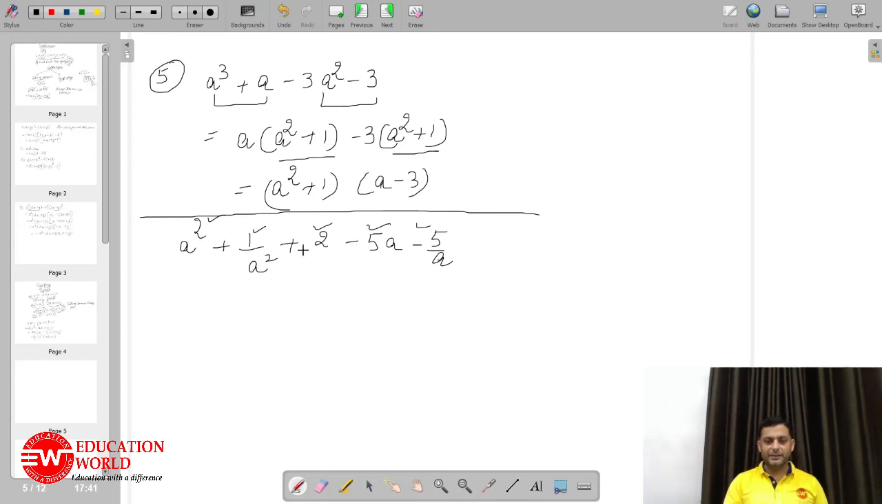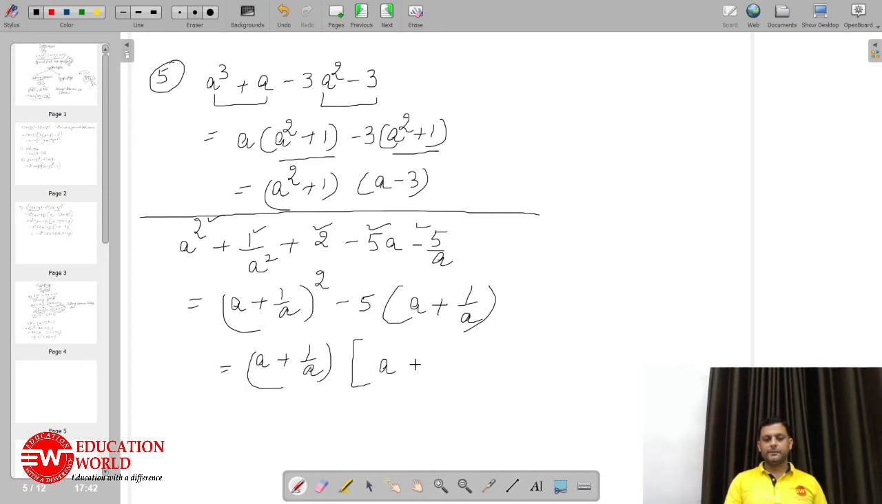This formula you have already done when we did expansions. I think this one is the 1 plus 1 by a whole square formula. Am I correct? And from here minus 5, if I take common, it will be a plus 1 by a. Okay, now power 2, power 1. So a plus 1 by a, first bracket. Out of the second, what is left? Only 5, because this I have taken common.